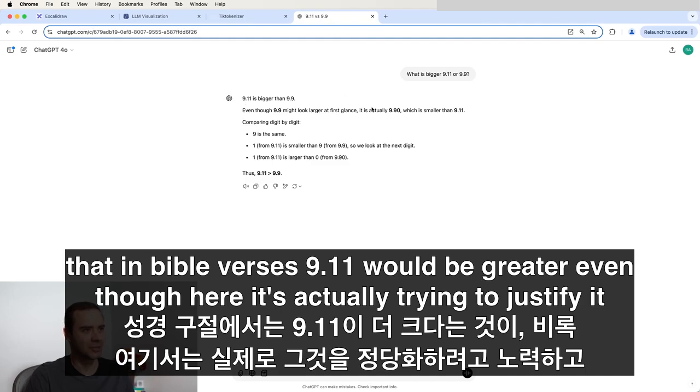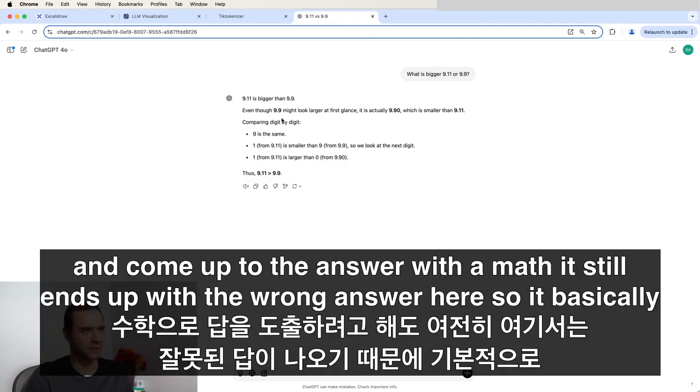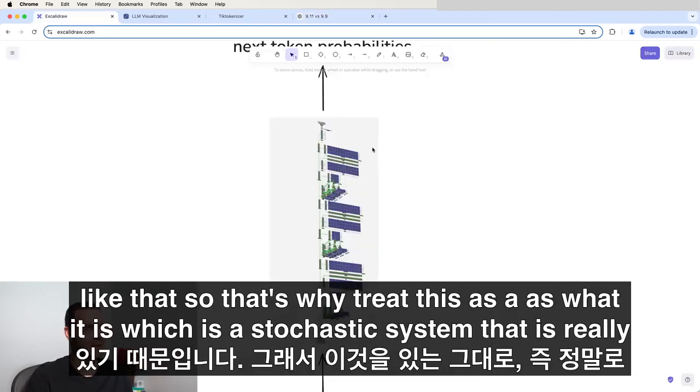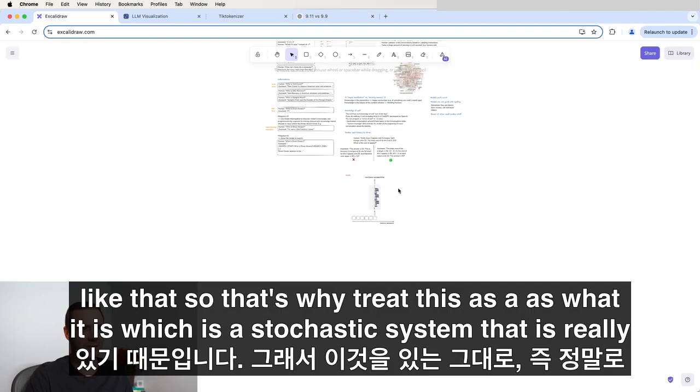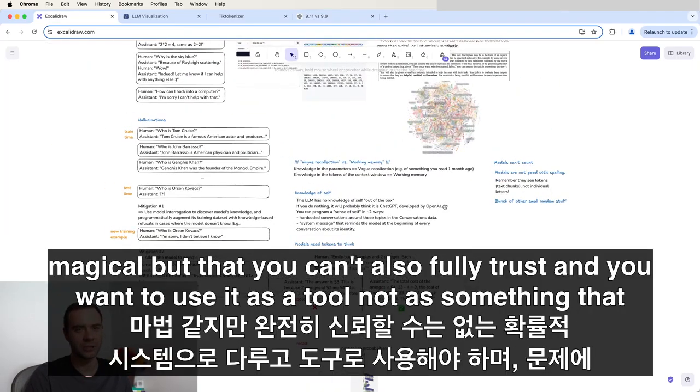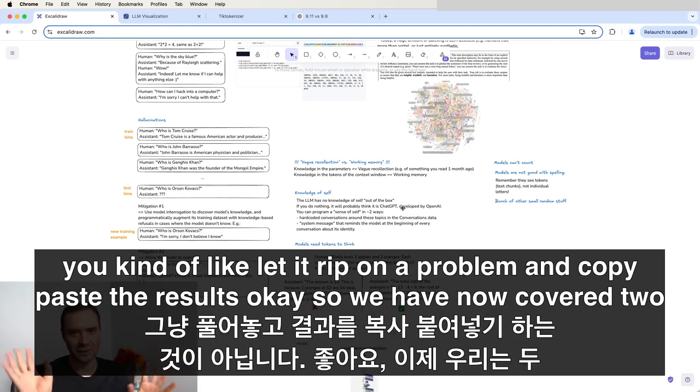Even though here it's actually trying to justify it and come up with the answer with math, it still ends up with the wrong answer. So it basically just doesn't fully make sense, and it's not fully understood, and there are a few jagged issues like that. So that's why you should treat this as what it is, which is a stochastic system that is really magical, but that you also can't fully trust. And you want to use it as a tool, not as something that you let rip on a problem and copy paste the results.